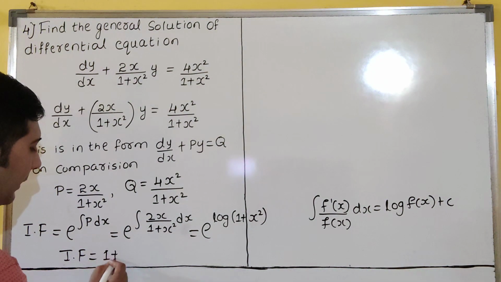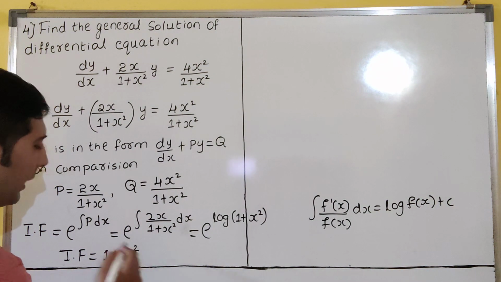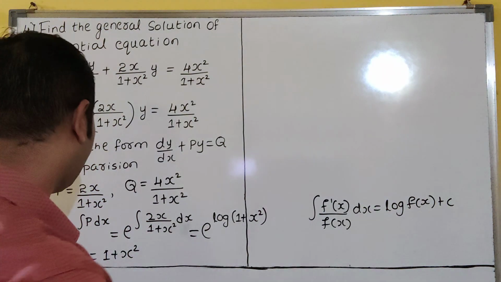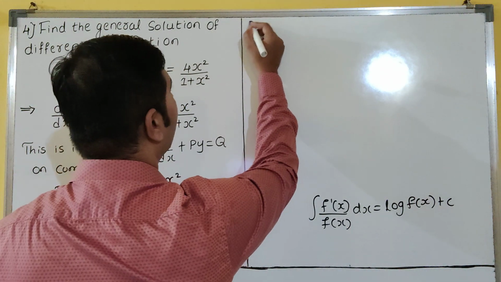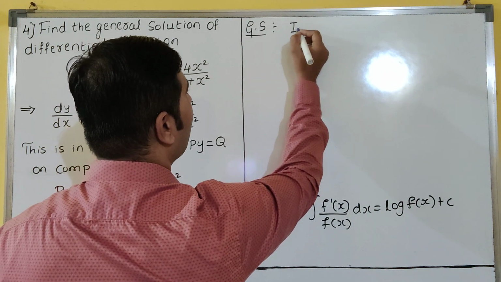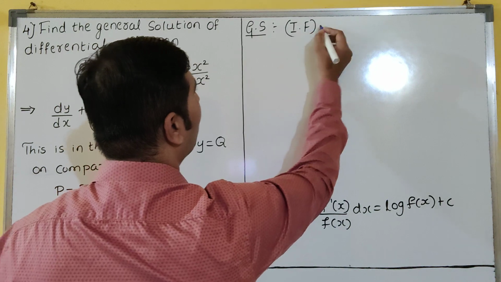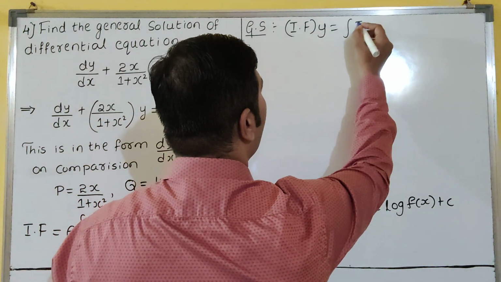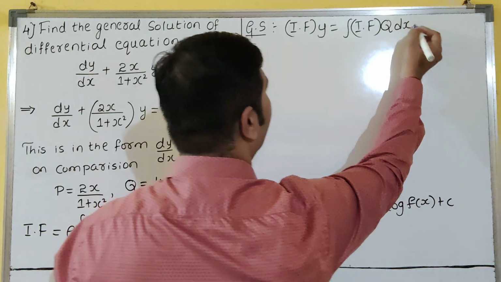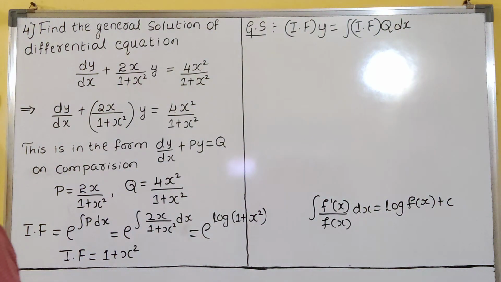So 1 plus x square I will write. I hope it is clear, everyone. So now see here, we will find our general solution. For the general solution we have a formula: IF into y is equal to integral of IF into q dx. So this is the general solution formula.